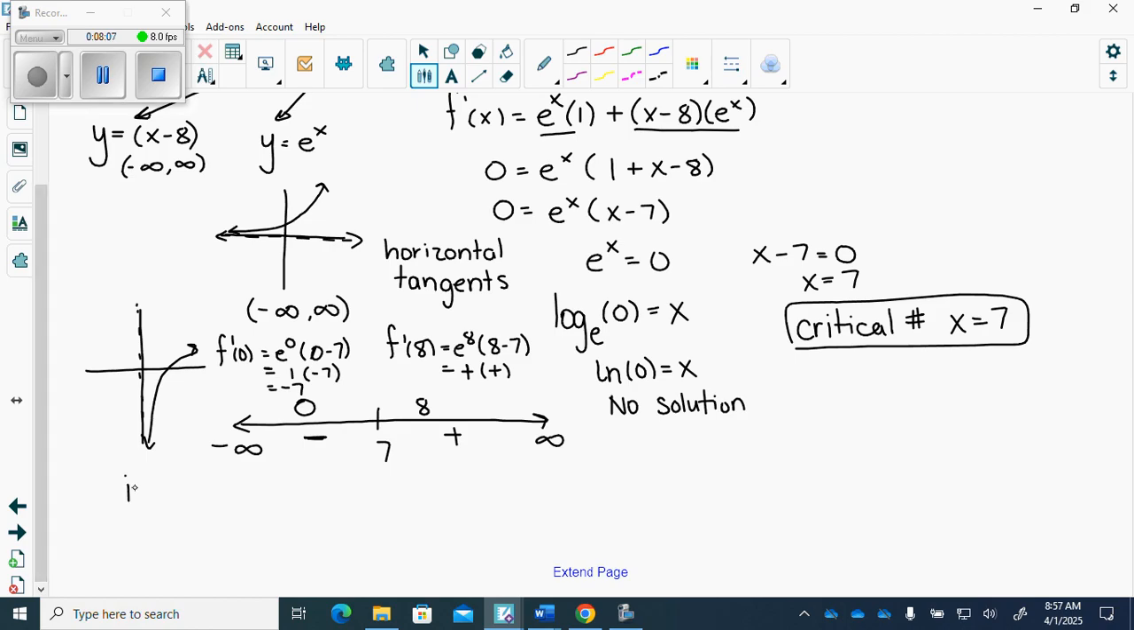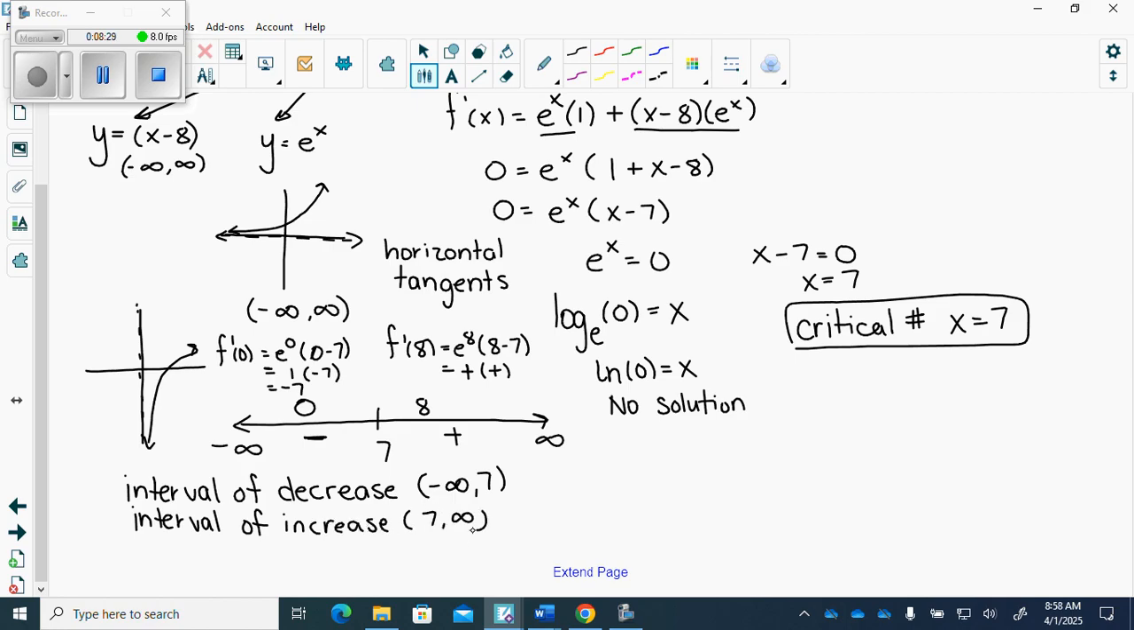So interval of decrease is what? Negative infinity to 7. Interval of increase: 7 to infinity. And what's happening at 7? I always draw it. So it's decreasing to increasing. What's happening at 7? It's not decreasing. It's a good thing to remember that.